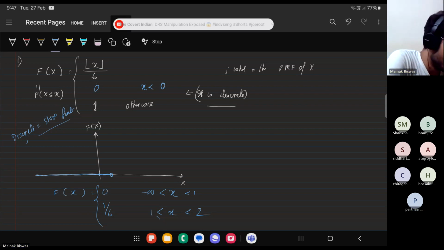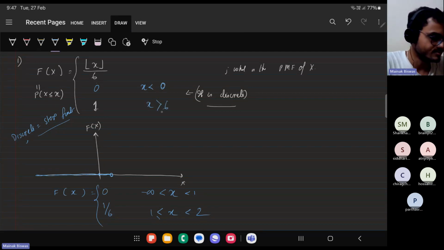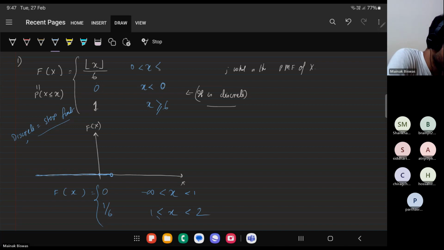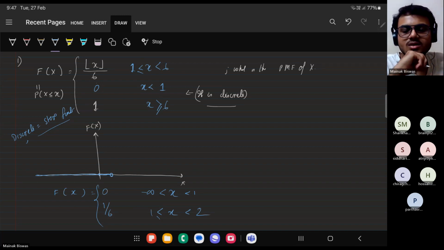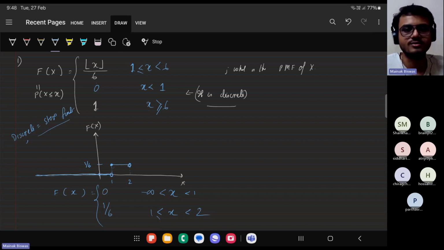Yes. So that is the definition I wanted from you. And 1 if it is greater than 6, as Othrish told me. Yes or no? Right? Is this okay? I have defined it for everything. Let us see. So at 1, it will go to 1 by 6. Do you agree? And it will stay at 1 by 6 up to 2. Correct or not?